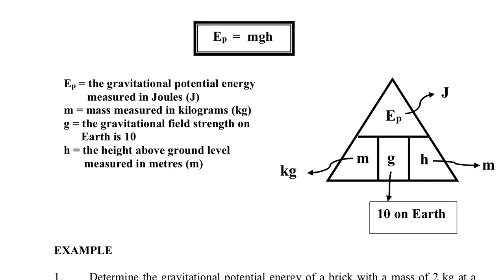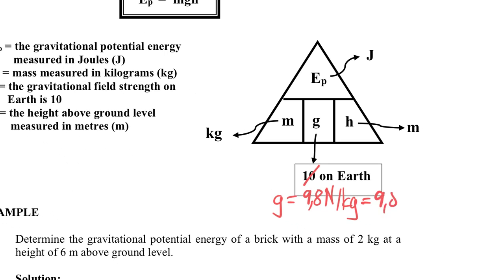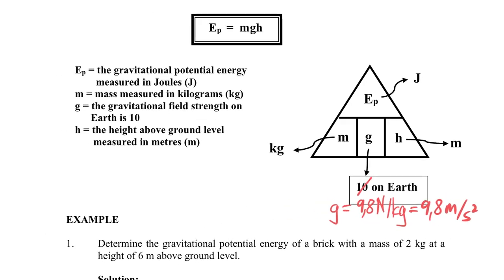But with G, we're going to change it. With G, we're not going to work with 10. We're going to work with 9,8 newtons per kilogram. Now, those of you who go into other resources might see that sometimes you'll see G as 9,8 meters per second squared. Now, that's not wrong.